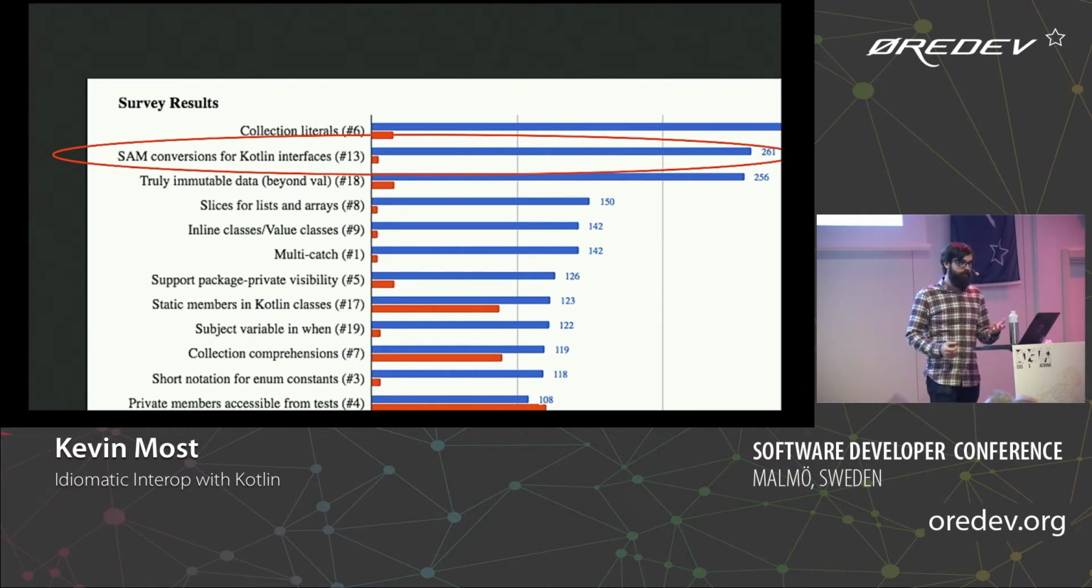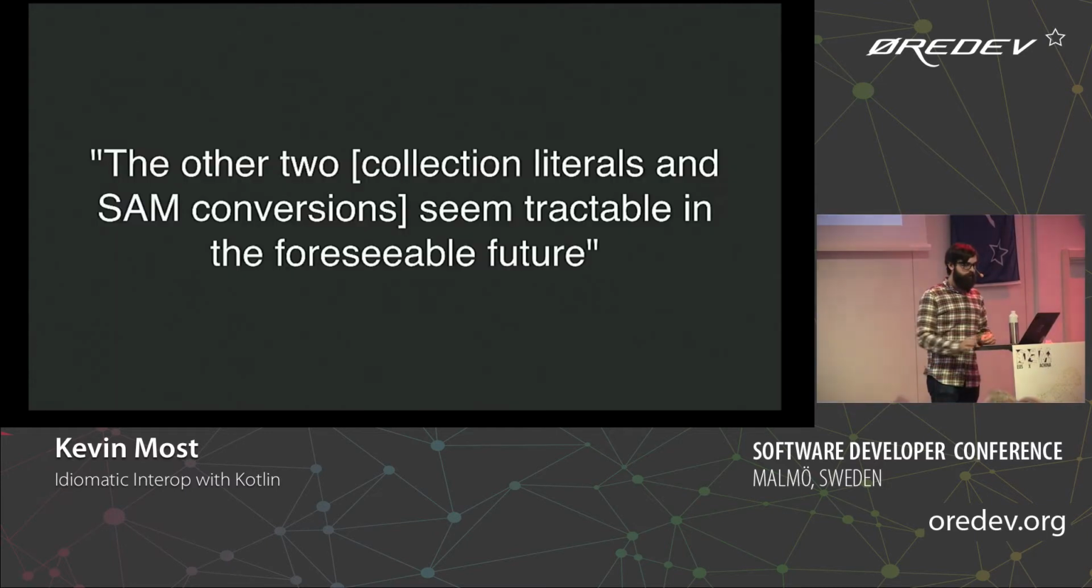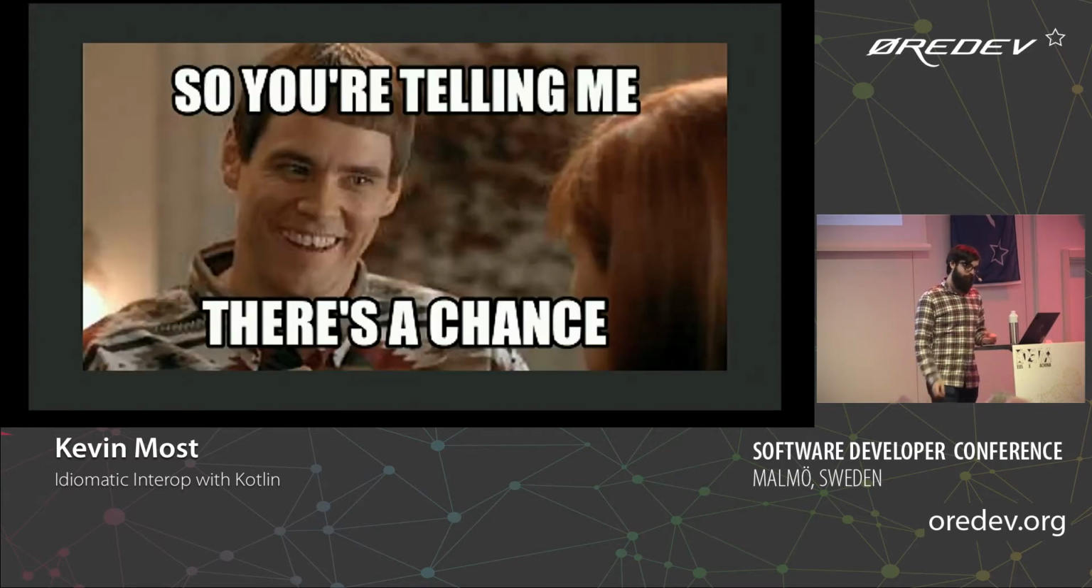right? So that's this feature that we want. We want to be able to write SAMs in Kotlin and have them look good in Java and in Kotlin as well. We don't want to have to use Interop just to make our Kotlin look good. The lead language designer, Andrei Breslav, said that collection literals, which they've already started implementing, and SAM conversions are tractable. The third one of the top three was truly immutable, deeply immutable objects, which is a little bit harder. So hopefully there's a chance, right? We'll see this in the future, we hope. It might come soon, it might not.